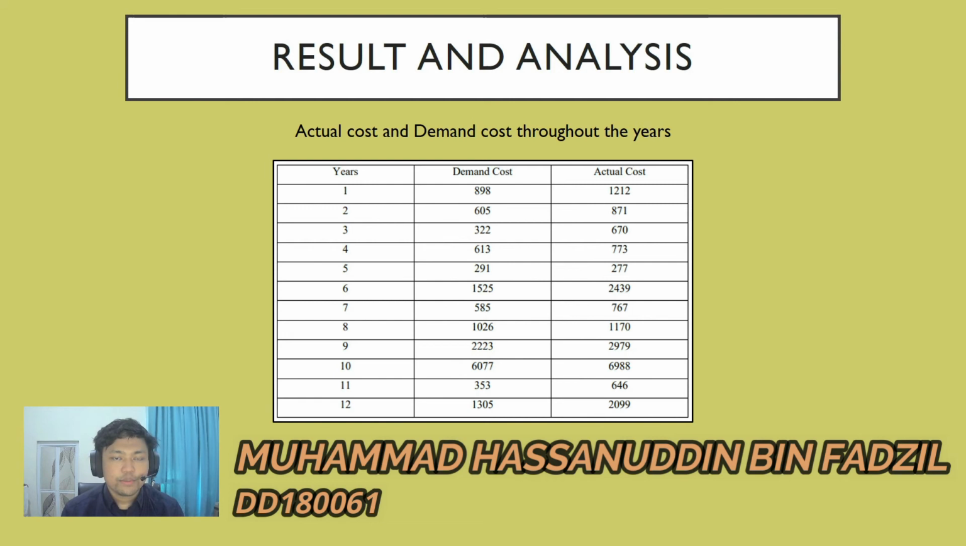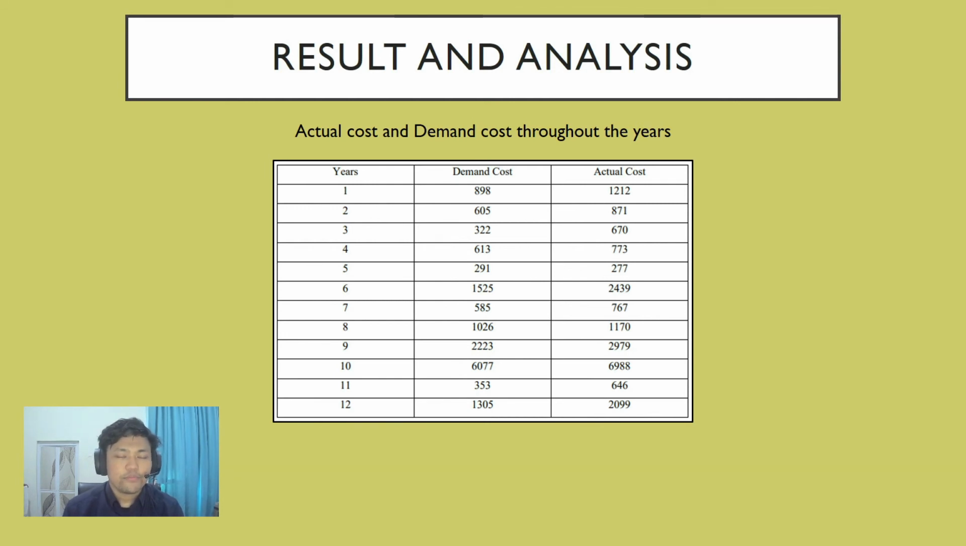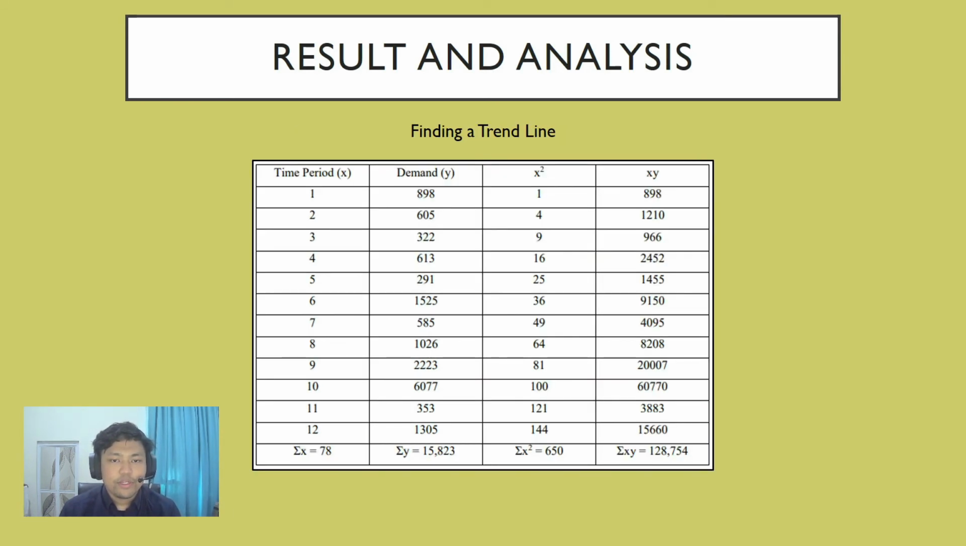So today I will talk about the result and analysis for this project. So the actual cost and the demand cost throughout the years. This is the table. So there are a total of 12 years where each of the demand cost and actual cost is different. Next, tabulate a trend line table, which consists of time period, which is labeled X, the demand, which is represented by Y, X square and X times Y.